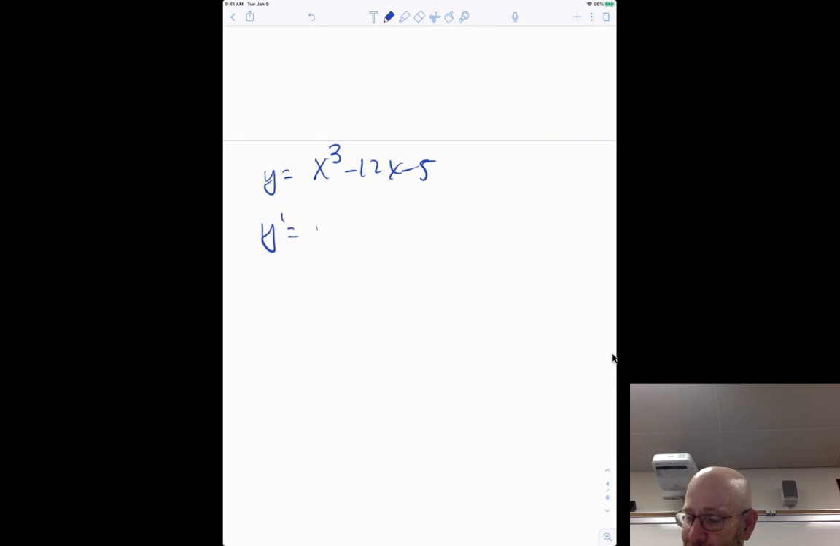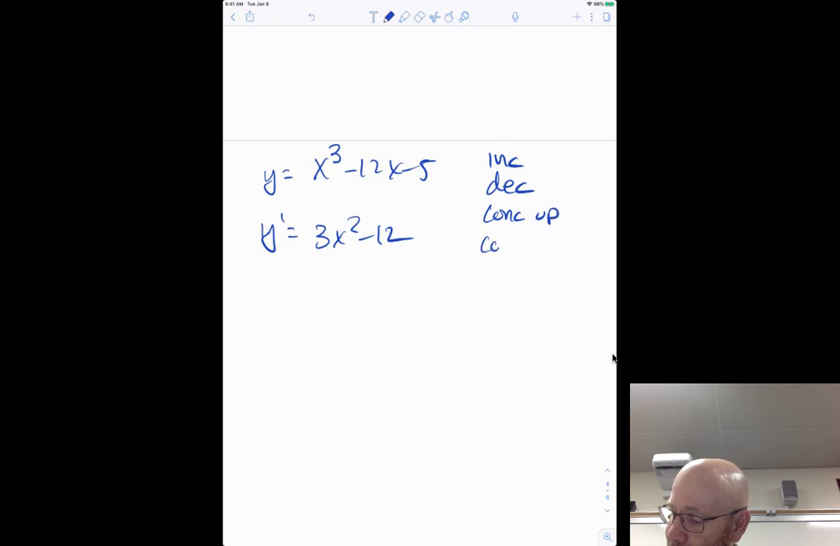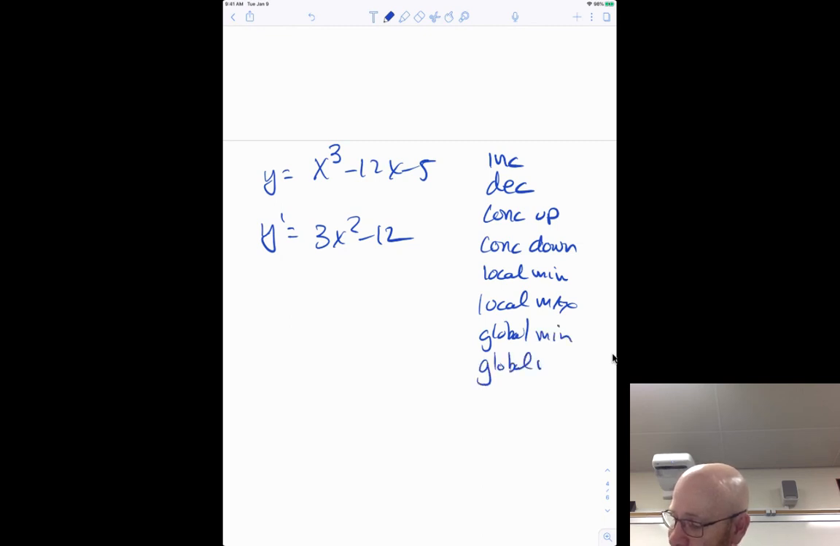So here we go. Derivative: 3x squared minus 12. If I needed to find first derivative stuff, I could do all the same stuff I've done before. I'm going to skip that right now, just to save some time for you in the video. They might ask increasing, decreasing, concave up, concave down, local min, local max, global min, global max, inflection points. You can ask any of these combinations of things. Sometimes we'll just skip the first derivative if we're worried about the second derivative. Sometimes we'll ask them all.